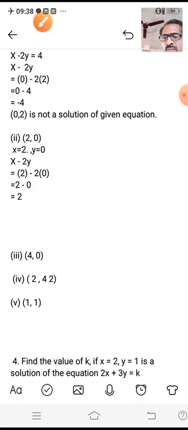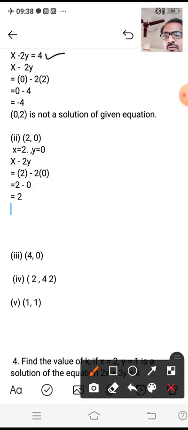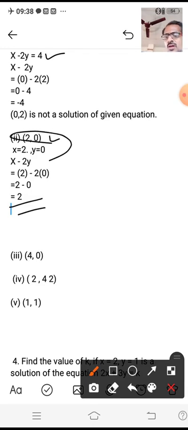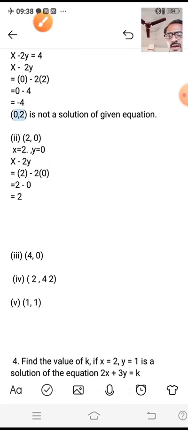But right hand side should be 4. Then only we can say it is the solution. But we are not getting right hand side 4, we are getting 2. That means 2, 0 is not a solution. Okay.